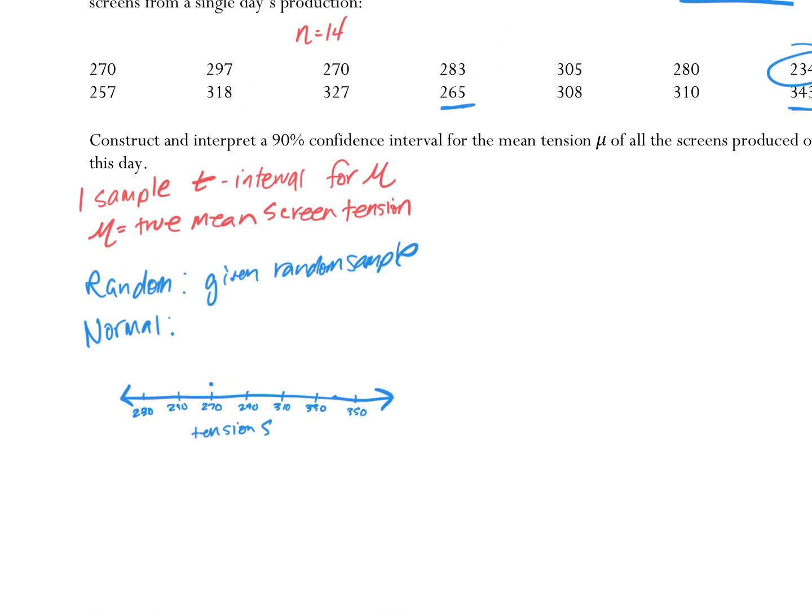So, let's see. 270. 297. 270. 283. 305. 280. Does everybody see where these are coming from?